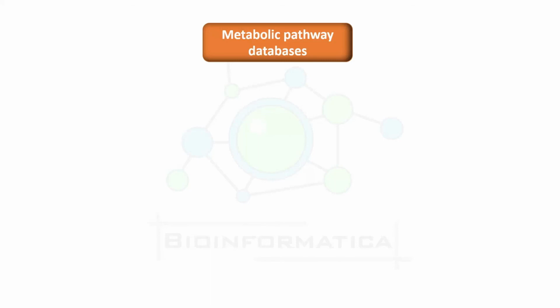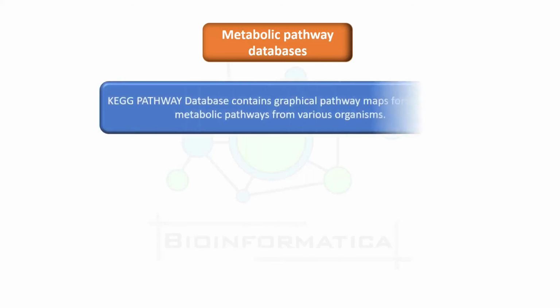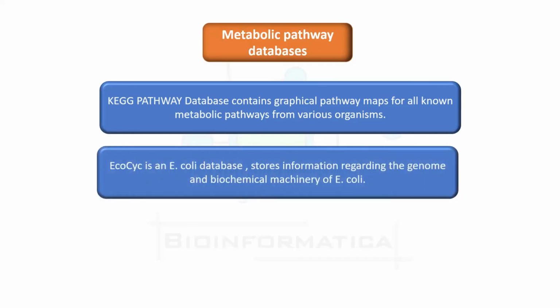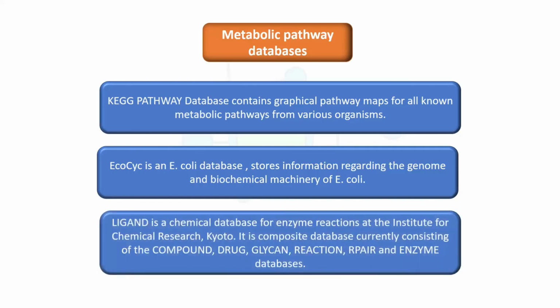Last but not the least is Metabolic Pathway Database. Here we will see KEGG Pathway Database, which contains graphical pathway maps for all known metabolic pathways from various organisms. Next is EcoCyc, an E. coli database which stores information regarding the genome and biochemical machinery of E. coli. Third one is LIGAND, that is a chemical database for enzyme reactions at the Institute for Chemical Research, Kyoto. It is a composite database currently consisting of the compound, drug, glycan, reaction, RPAIR, and enzyme databases.